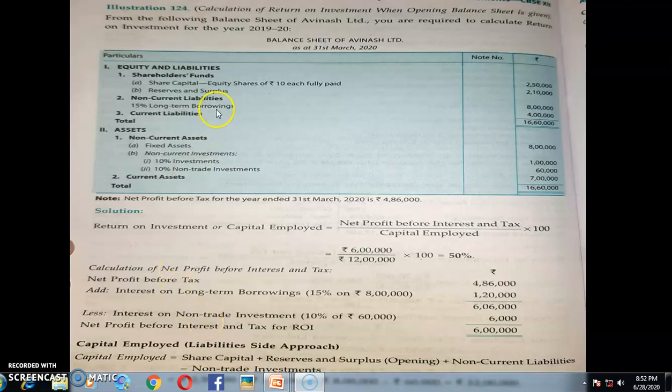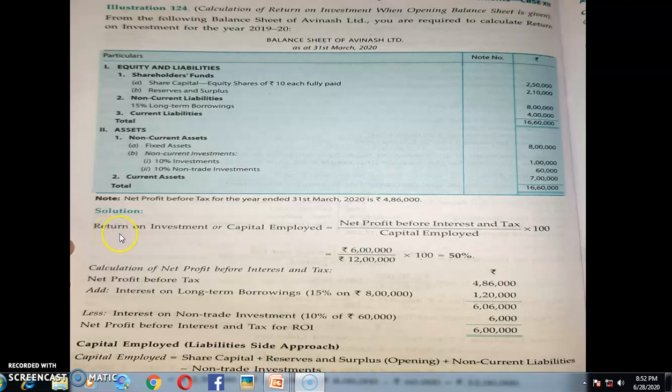Children, now let us move to another problem. Here you are given a balance sheet of Avinash Limited, and a small piece of information as a note is also provided. Net profit before tax for the year ended 31st March 2020 is 4,86,000. So with this information you are asked to calculate return on investment. So let us move to the solution.